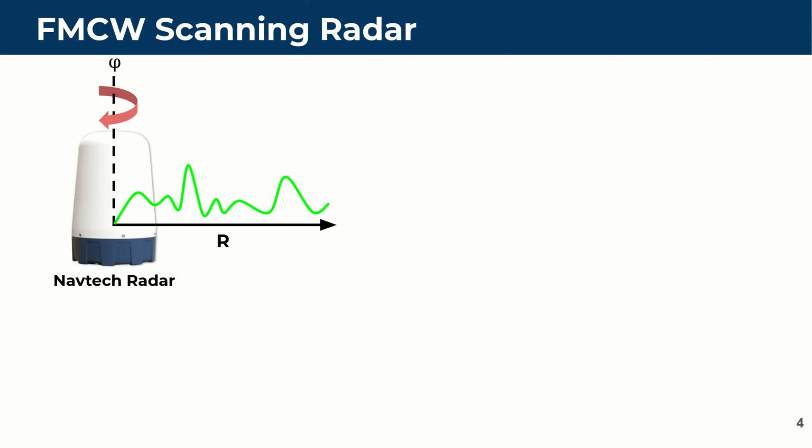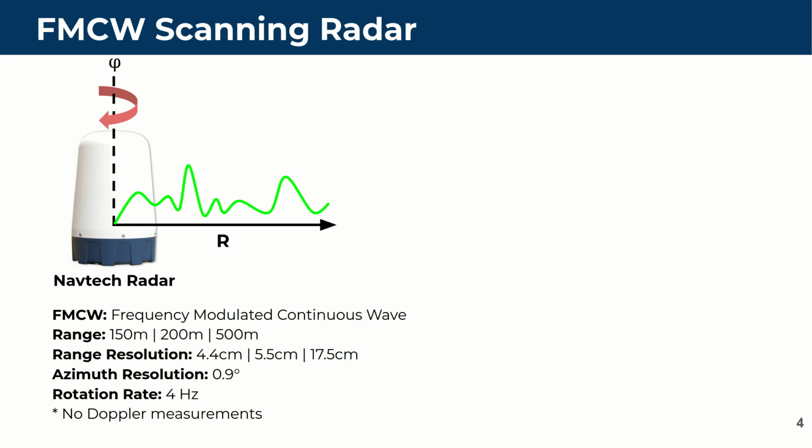For those who are unfamiliar with the Navtech radar, I will spend a little bit of time explaining how the sensor works. The Navtech sensor is a spinning mechanical radar which makes use of frequency-modulated continuous wave radar technology. The sensor spins at 4 Hz and provides 400 measurements per rotation, resulting in an angular resolution of 0.9 degrees. The sensor can be configured to have a range between 150 and 500 meters, with a corresponding range resolution between 4.4 centimeters and 17.5 centimeters.